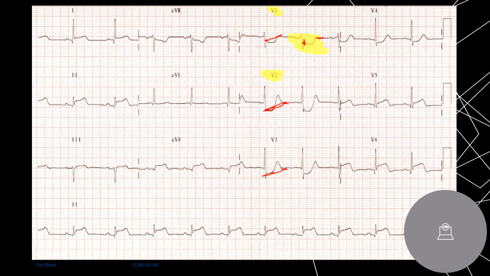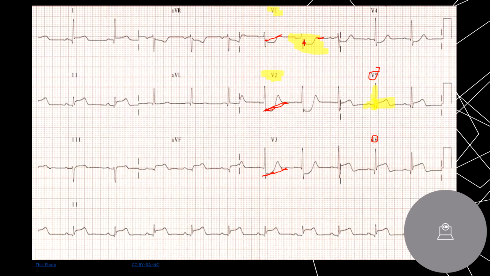Again, V4 still has it. Right? And then you get into the lateral wall. Look at this. Now we're getting into elevation. So again, let me highlight a complex here. This is your QRS. This is your P wave. T wave right here. Okay.